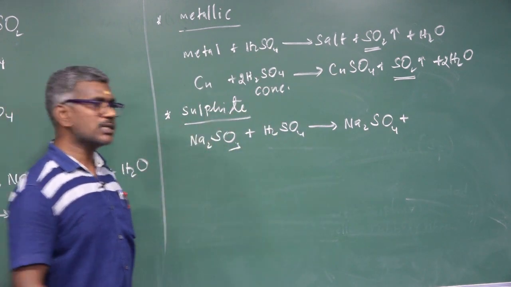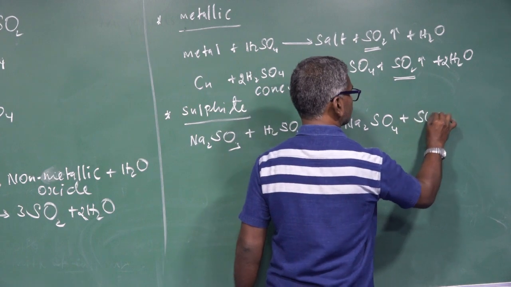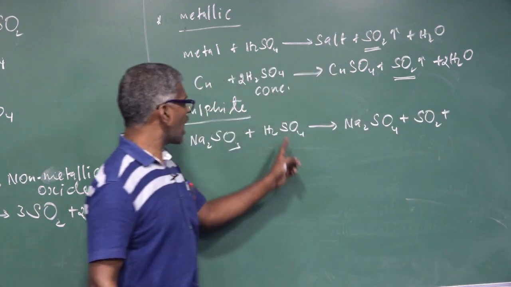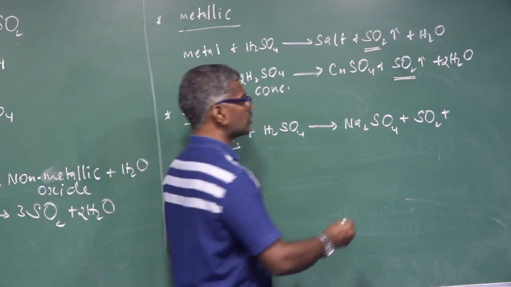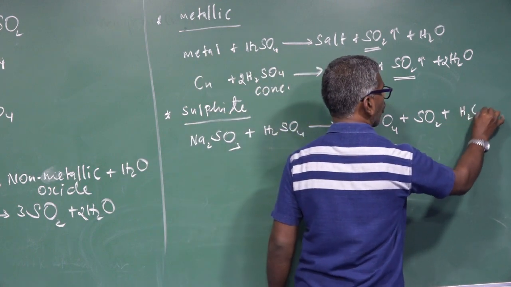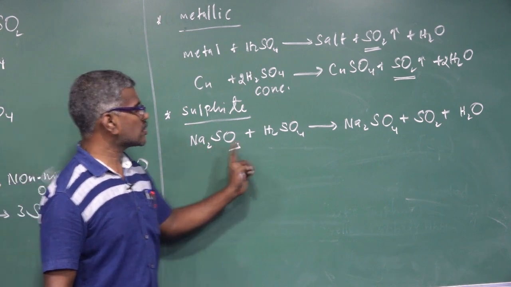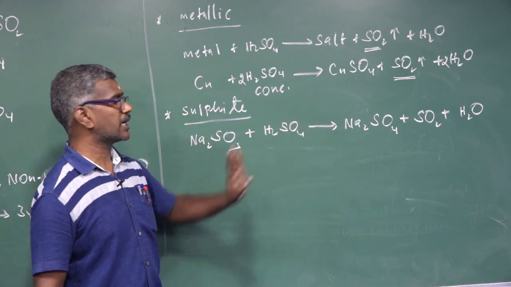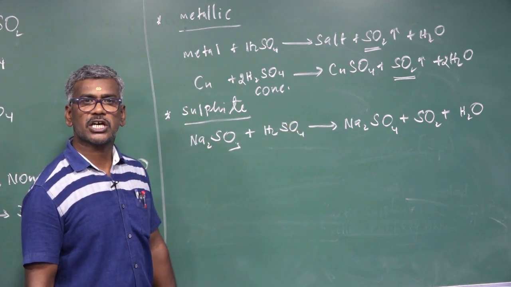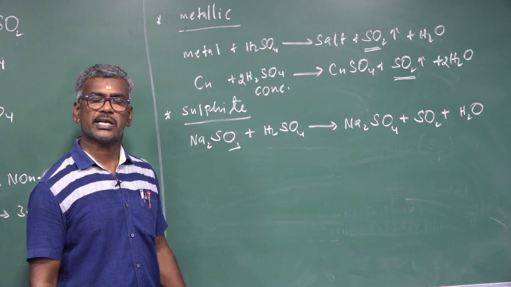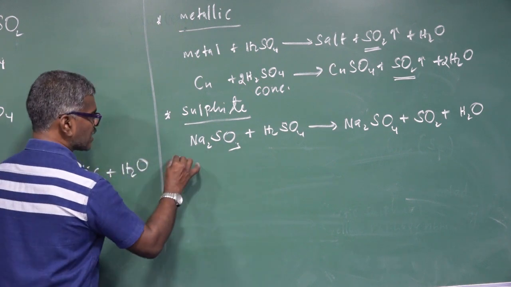SO3 produces SO2. Hydrogen reacts with one more oxygen to form H2O. The equation should be balanced: 2 sodium, sulfate, 1 hydrogen. These are the preparation of SO2, SO3 and sulfuric acid. Another one is the properties.